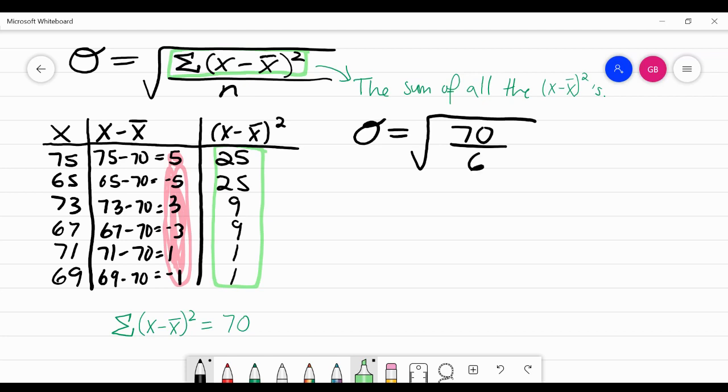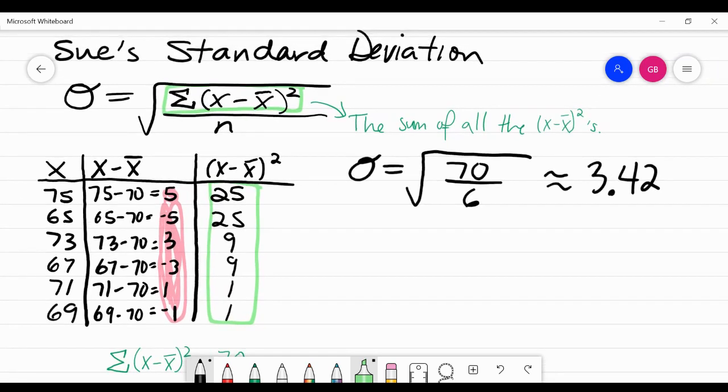Okay. So using the calculator, the square root of 70 divided by 6 is 3.42. You just round it to 2 decimal places. So this is an example of Sue's standard deviation. Let's do another one so we could get a little bit more practice.